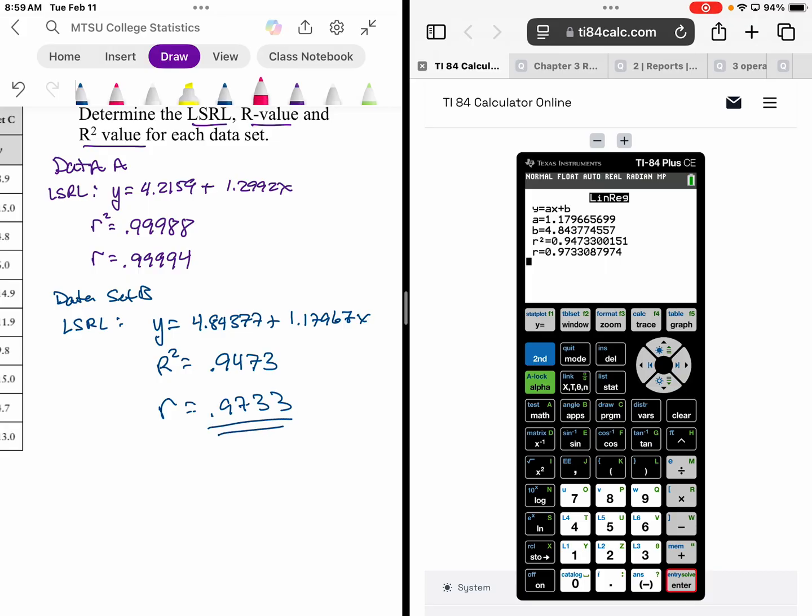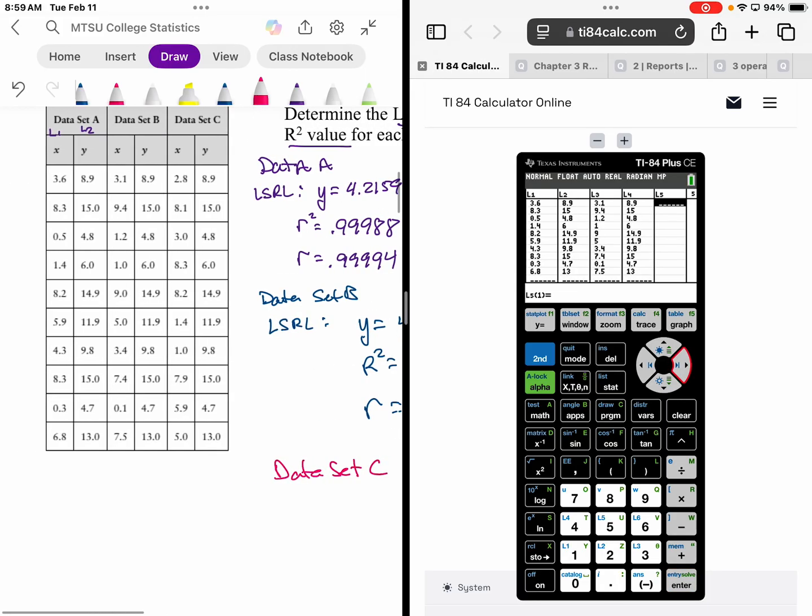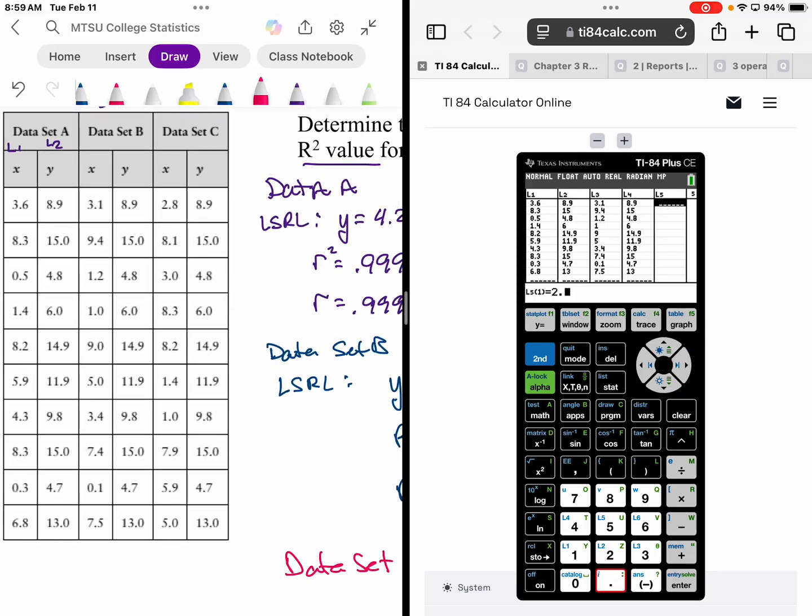And then now we're going to go to data set C. So I'm going to go back in here and enter. And in column L5, I'm going to type in that column there. And I'm going to do a shortcut on the next column.